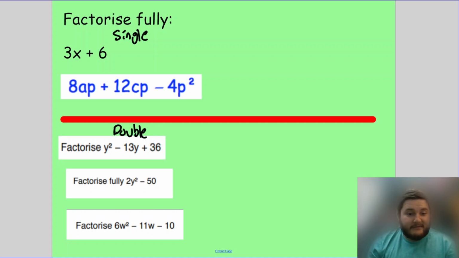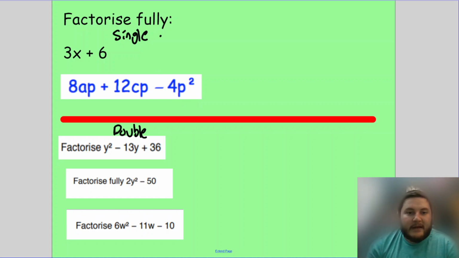Now, there is a reason why I know this, right? You could say it's years of doing maths questions, and it is, but there is a key difference for what makes something a single bracket factorisation or a double bracket factorisation. The most common answer that I hear is, if it has a square in it, it's double. But this one has a square in it, and it's single bracket. So that can't be the rule, right?